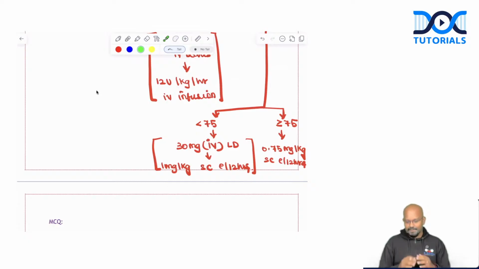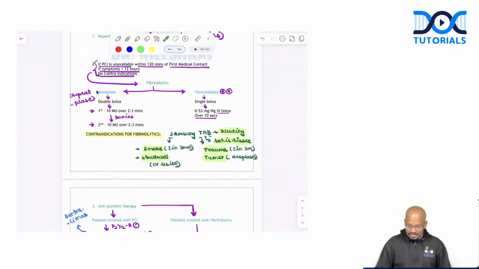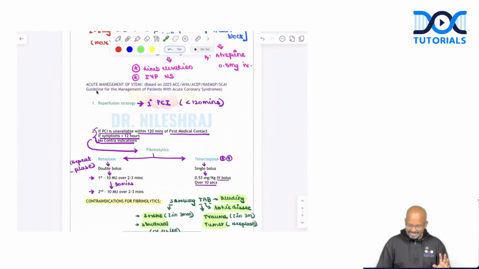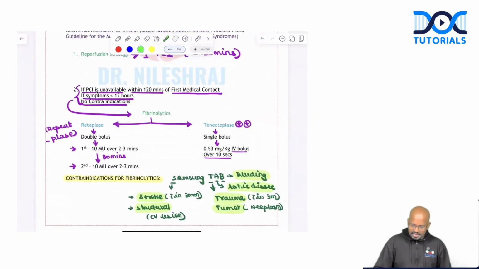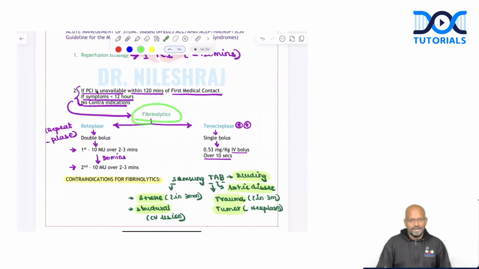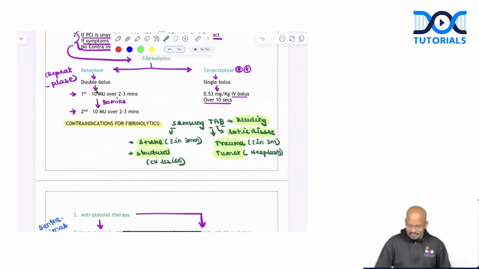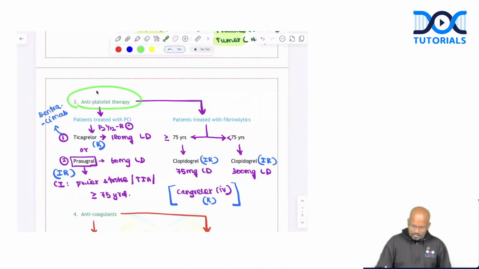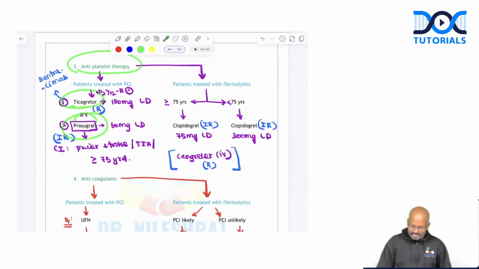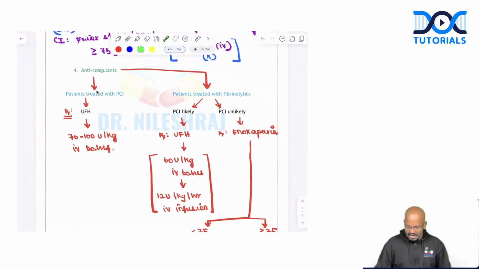Again, a small recap of what we have discussed about the treatment process alone. We'll keep it as simple as that. I hope we explained about the reperfusion strategy, primary percutaneous intervention. We explained about fibrinolytics. We told about tenecteplase and retiplase. We explained about the contraindications for fibrinolytics. Samsung tab was the mnemonic there. Antiplatelet therapy, what are the drugs? We have ticagrelor, prasugrel, clopidogrel, cangrelor, 4 drugs we have explained.